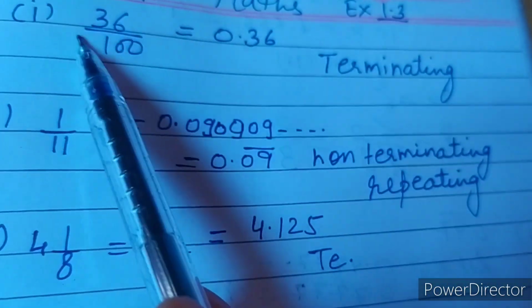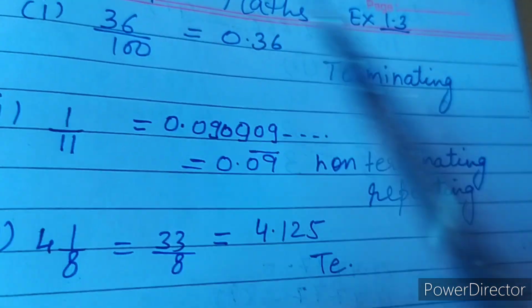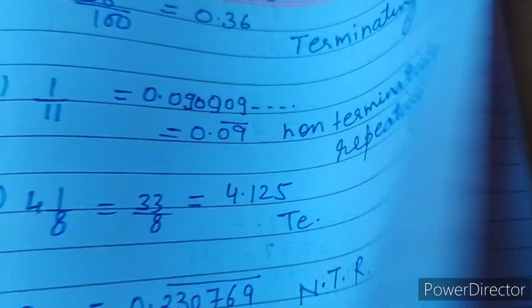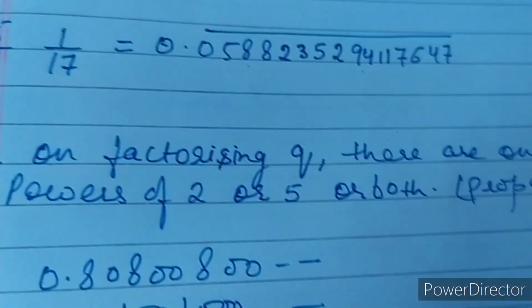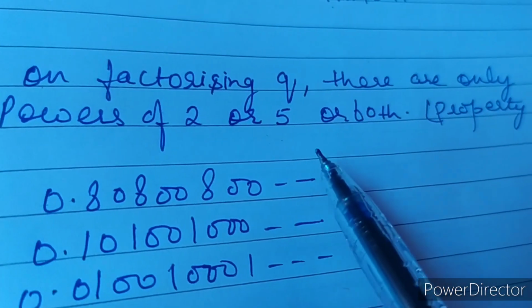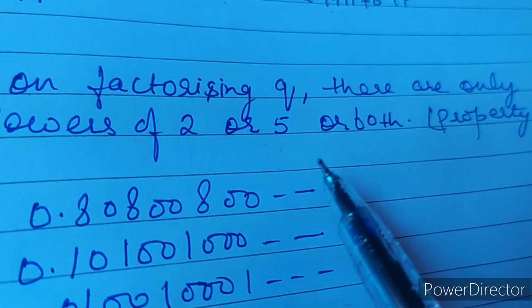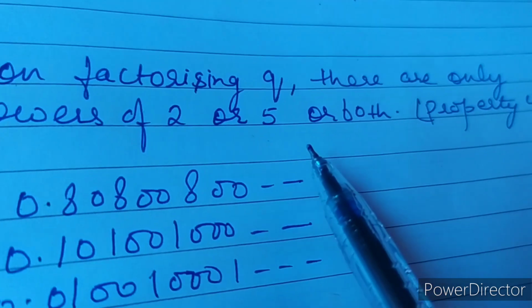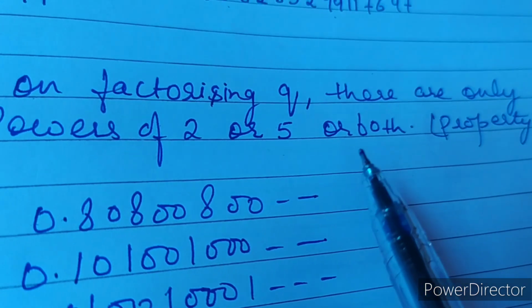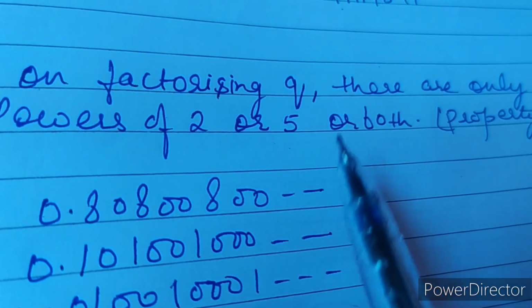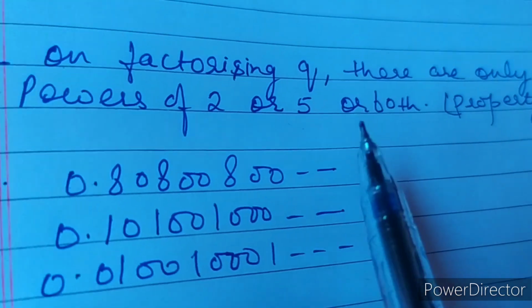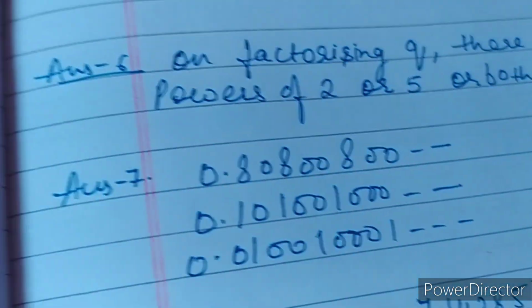Again, one more example here. You can see 100 is in the denominator. If you factorize, you will get only the factors of 2 and 5. So that is the property shown by the P by Q formats where there is a terminating decimal. The Q will show the property that they will only have the powers of 2 or 5 or both in their factors.